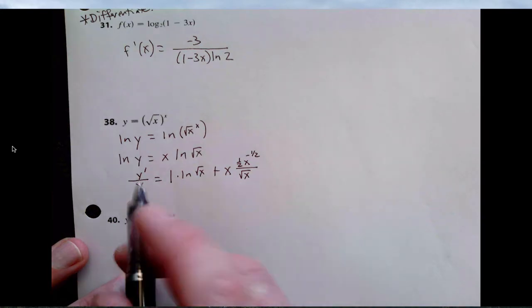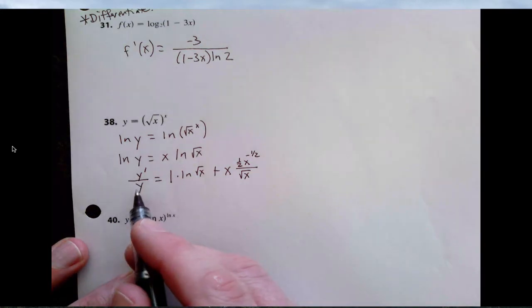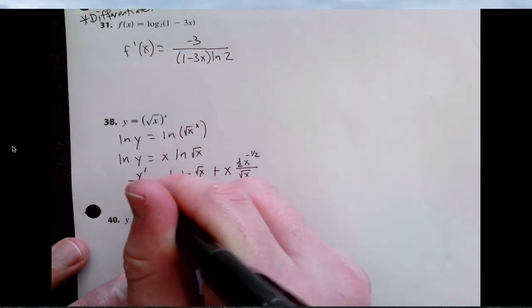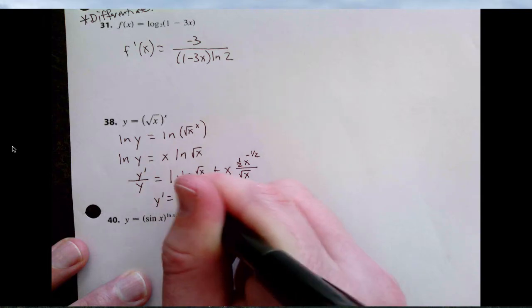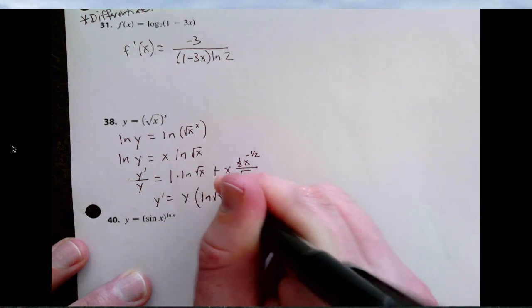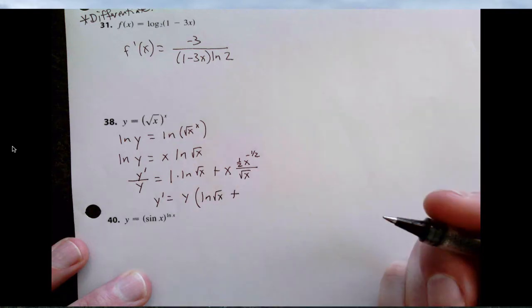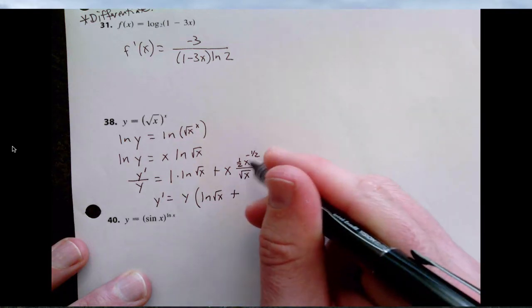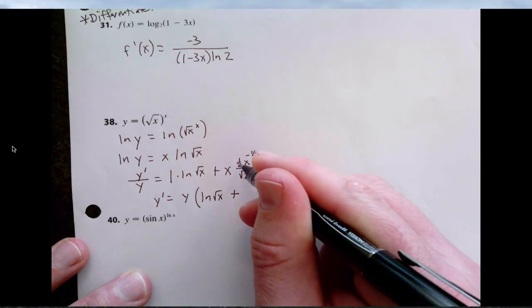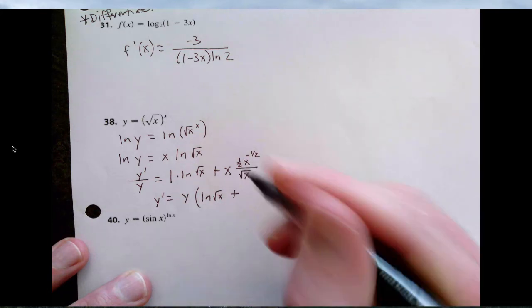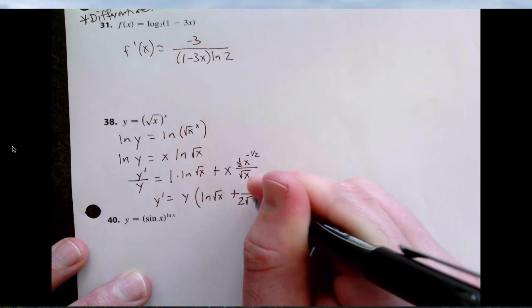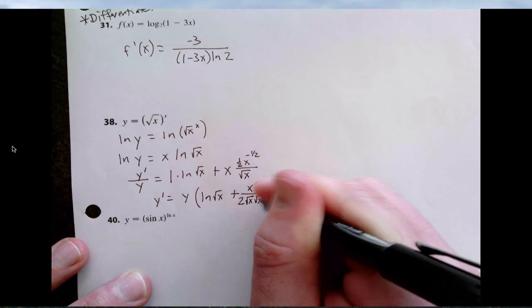Okay, now at this step we should solve for y prime, which means move the y over to the other side. So when I do that, I'm going to have y prime equals y times natural log radical x plus, and I'm going to do some cleanups here. Technically, this is a negative radical x, so I'm going to move it to the bottom. This is a half, so I'm going to put the 2 on bottom. I'm going to put the x on top. So I now have x over 2 radical x radical x.